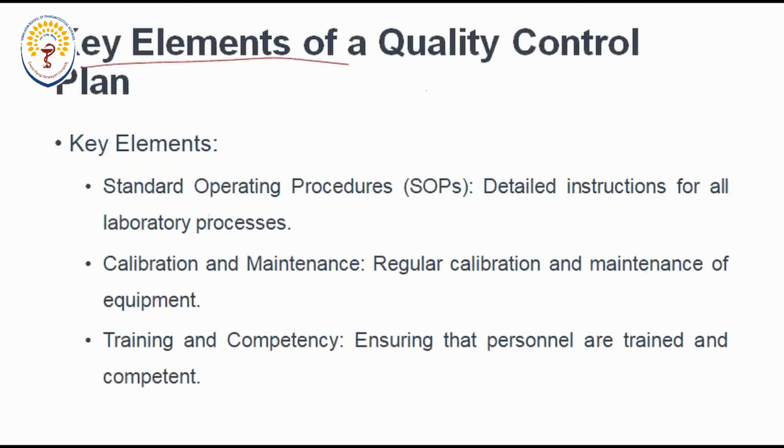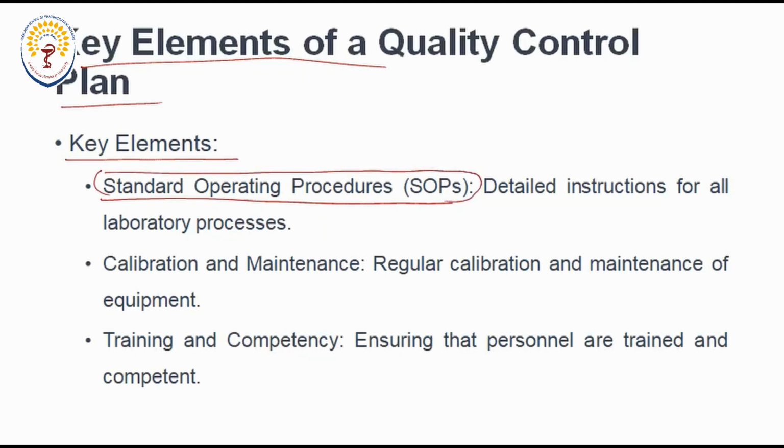So what are the key elements of a quality control plan? The most important points of a quality control plan are SOPs. SOPs are known as standard operating procedures. To do any work in your laboratory, there are SOPs written. These are the specific methods that you need to follow while doing something. There are SOPs for the procedures, and there are SOPs for instrument working. So these are the detailed instructions for all the laboratory processes.